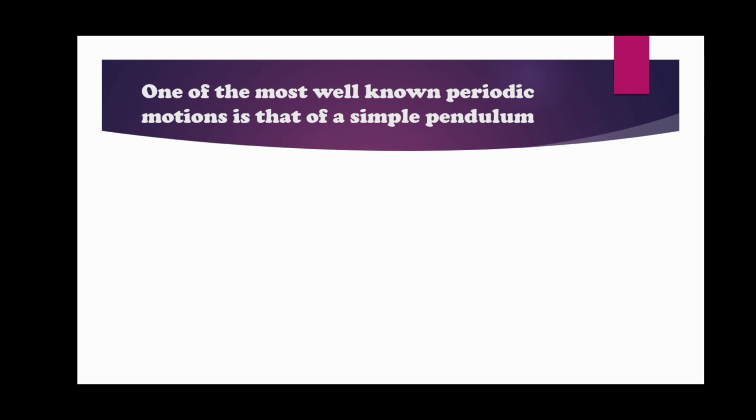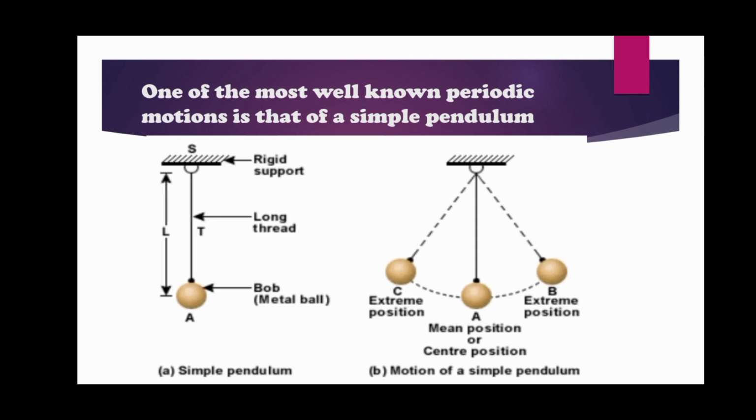One of the most well-known periodic motions is that of a simple pendulum. A simple pendulum consists of a small metallic ball or a piece of stone suspended from a rigid stand by a thread. The metallic ball is called the bob of the pendulum. We can discuss more about the working of a simple pendulum in the next module.